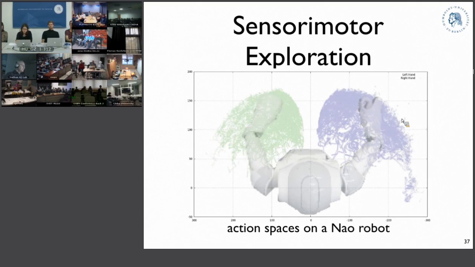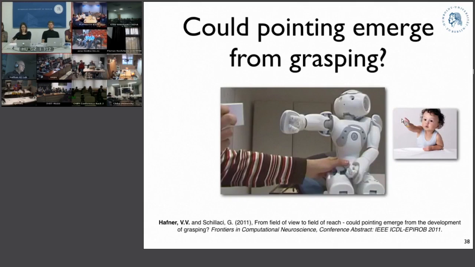And to put that in a developmental context, we were looking at young children and how they start doing pointing behavior. So pointing behavior is basically manipulating the attention of others. And so one hypothesis in psychology is that pointing could emerge from grasping. So basically, the child would try to grasp something which is outside its field of reach, and then basically automatically perform this kind of pointing behavior. So that's one hypothesis, and we wanted to see whether something similar would emerge in our humanoid robot here.